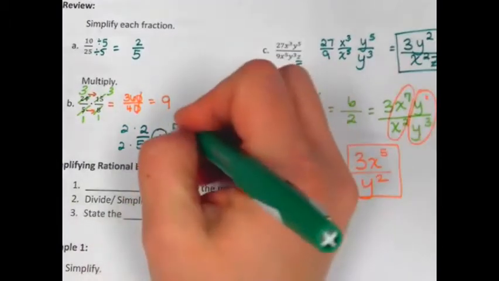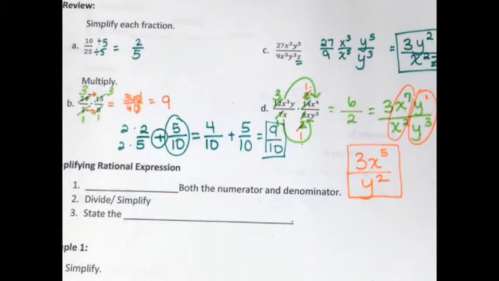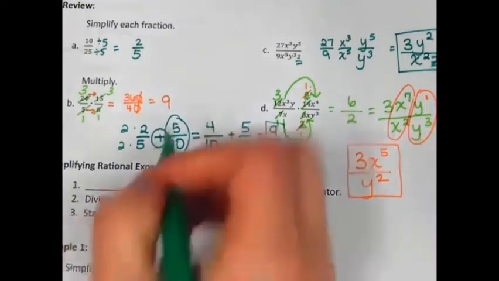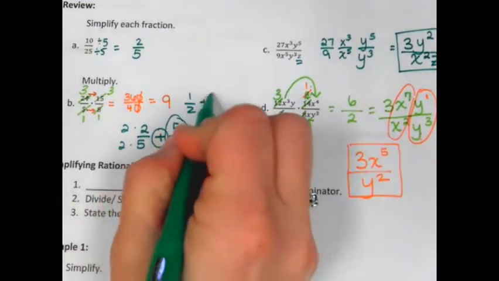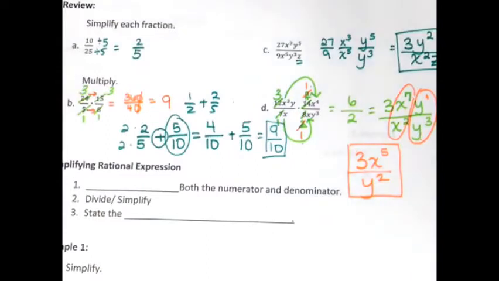Now, could I have simplified 5/10 if I wanted to? Yes. 5 over 10, I could simplify to what? 1/2. And then I could have added it to the 2/5 if I wanted to. You still would have to get 10, wouldn't you? Yeah. Okay. Any questions with that?